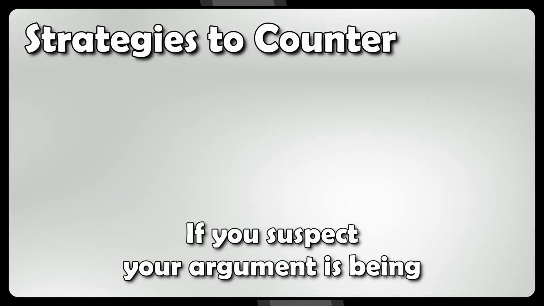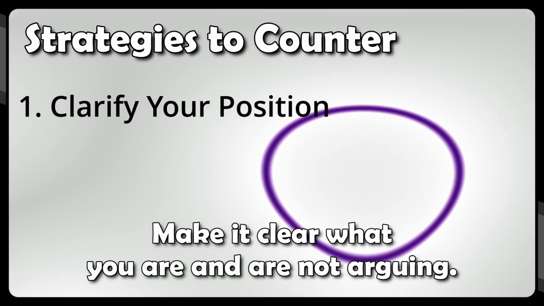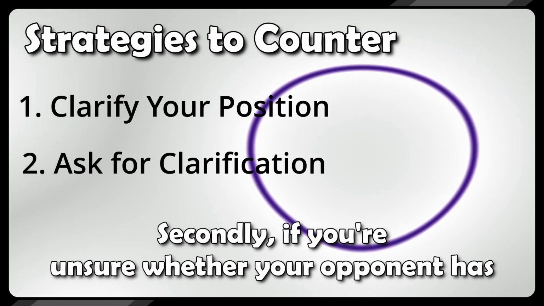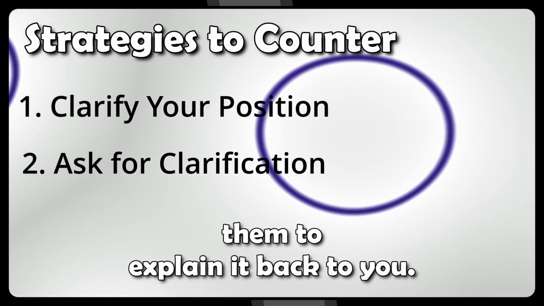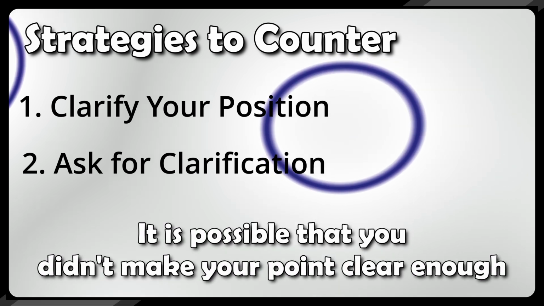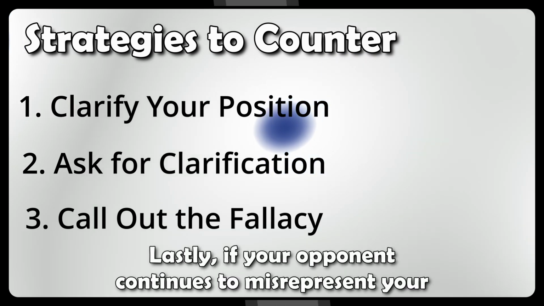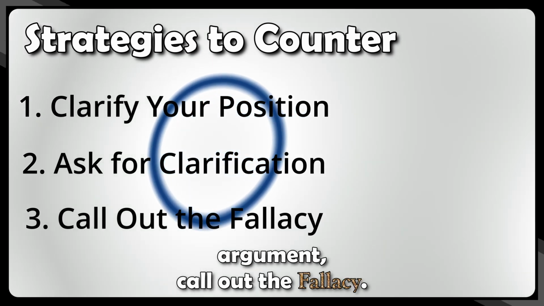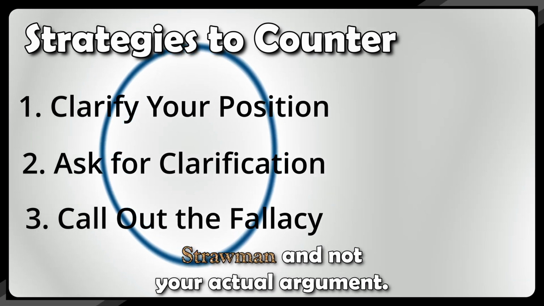If you suspect your argument is being misrepresented, clarify your position. Make it clear what you are and are not arguing. Secondly, if you're unsure whether your opponent has understood your argument, ask them to explain it back to you. It's possible that you didn't make your point clear enough for them or they just misheard you. Lastly, if your opponent continues to misrepresent your argument, call out the fallacy. Explain that they are attacking a strawman and not your actual argument.